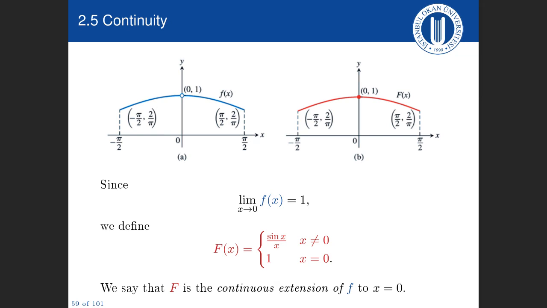If we're away from 0, capital F is equal to small f, but capital F is a continuous function because capital F is defined everywhere, and the limit as x tends to any number c is always equal to the value of capital F of c. We say that capital F is the continuous extension of small f to x equal to 0.